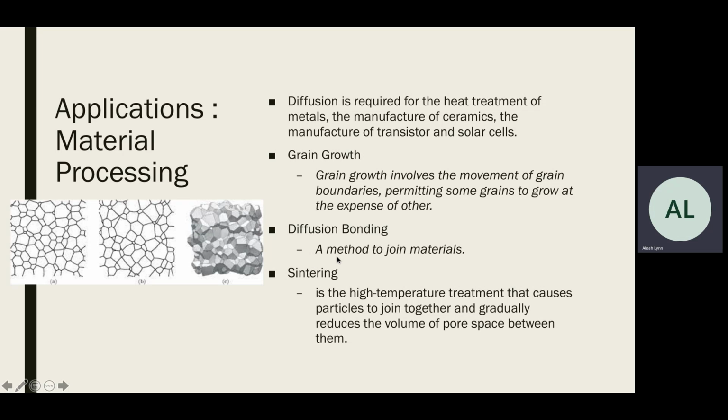Diffusion bonding, which is what we talked about with the copper and nickel, is a method to join materials. Sintering is the high-temperature treatment that causes particles to join together and gradually reduce the volume of pore space between them.